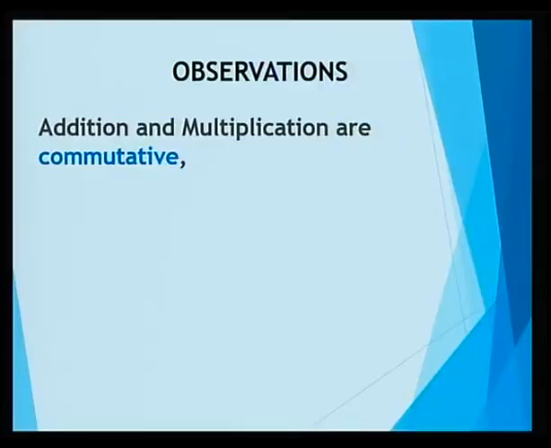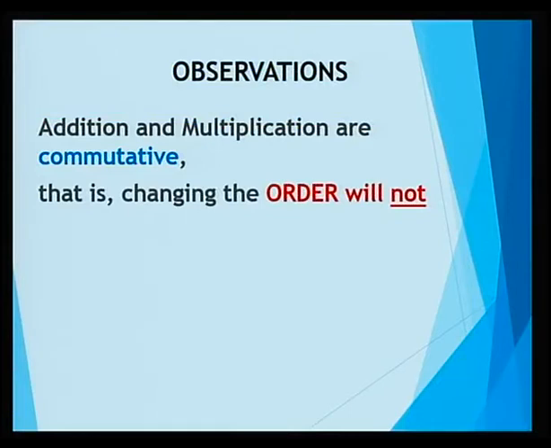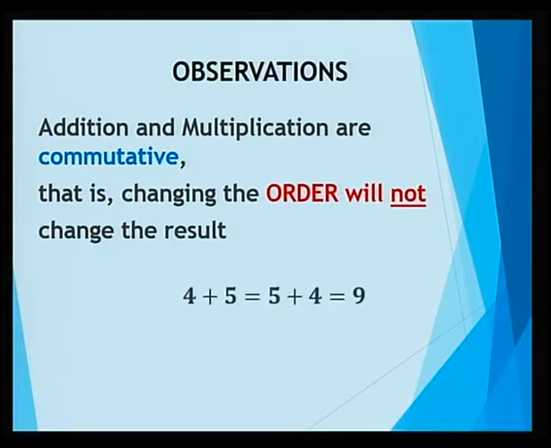Now, just a few observations. Addition and multiplication are commutative. Now, what does that mean, commutative? It simply means that when you change the order, right, the result will not change. Let me explain it. Let's say you've got 4 plus 5. You all know that 4 plus 5 is 9. But 4 plus 5 is the same as 5 plus 4, which is also 9. So if ever we change the order, right, the answer remains the same. Same for multiplication. 4 times 5 is the same as 5 times 4, which is 20.